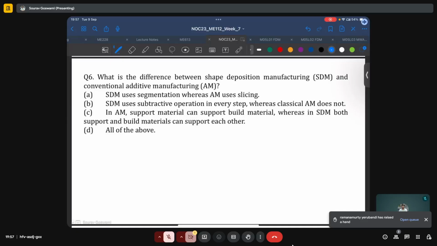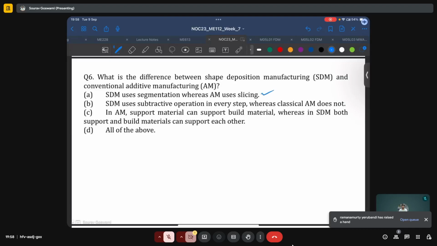Let us examine these options one by one. We saw that in SDM, the concept of segmentation is used, whereas in the same segment, we can deposit the material in multiple iterations or multiple layers. So option A is correct.